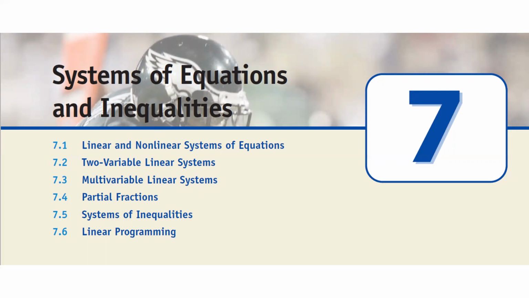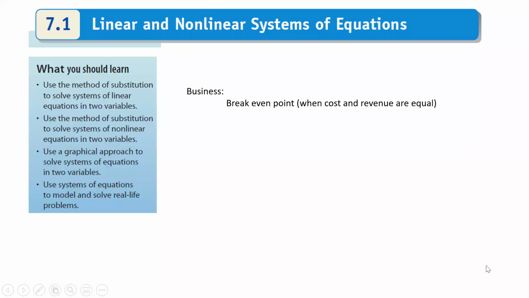So let's go. So 7.1. If you want to write it down, 7.1, it's called linear and nonlinear systems of equations.